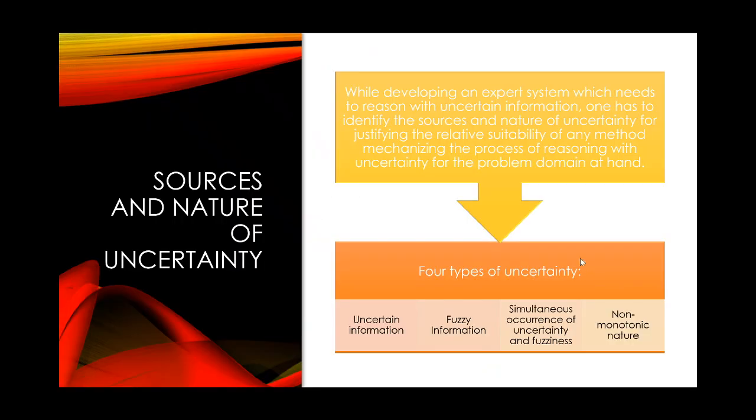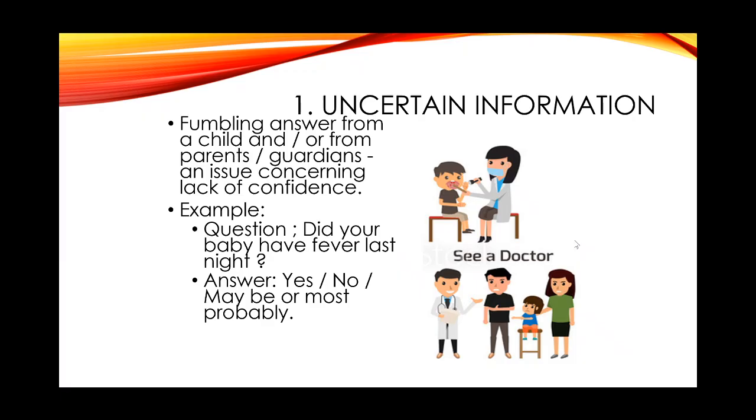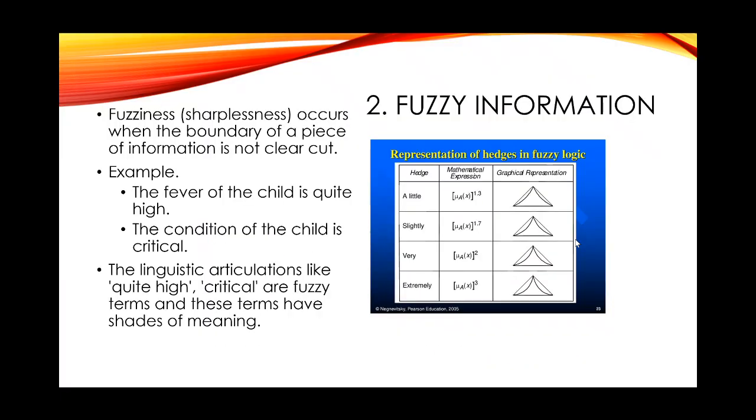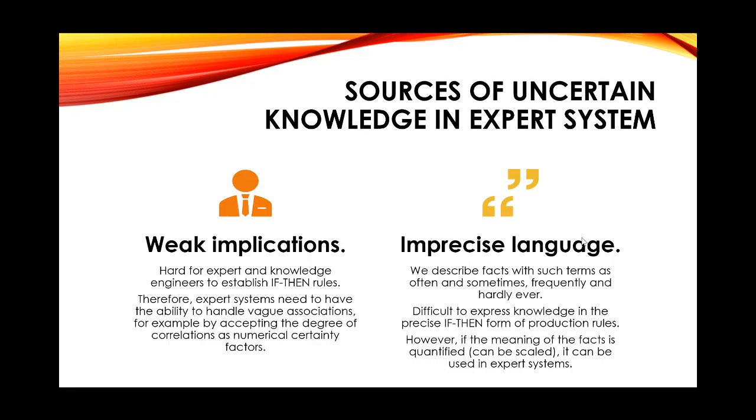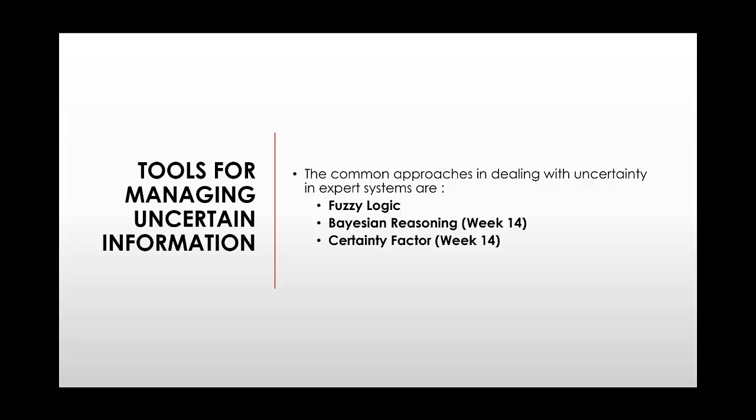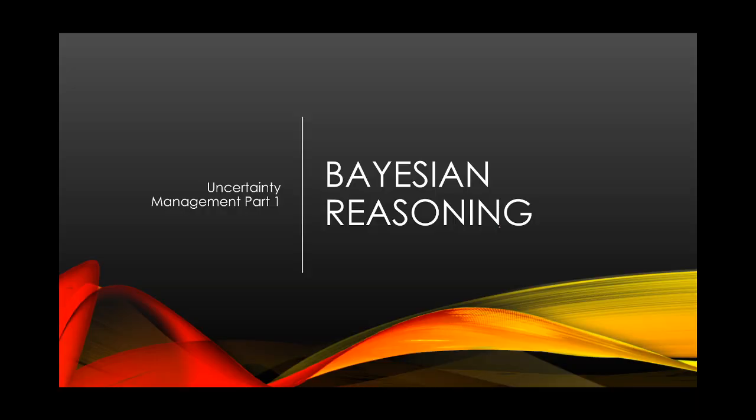So you may go through again all of the slides that we looked at during week 1, so that you can relate back to why we use fuzzy. For this video I would like to explain the tools for managing uncertain information. Before this we have learned fuzzy logic, so now we are going to take a look at two other methods that can deal with uncertainty in expert systems, that are Bayesian reasoning and also certainty factors.